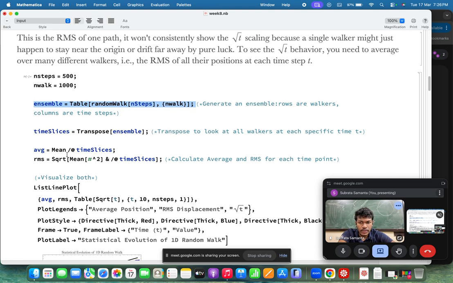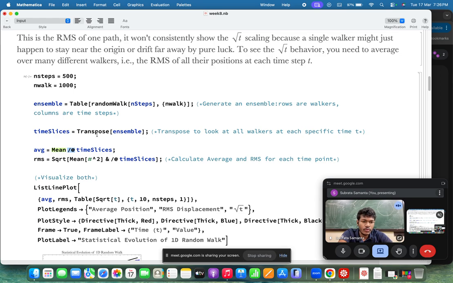Okay. So, the average is basically you calculate the mean at this time slice. So, let us say at t equals 10 I calculate the mean. So, I calculate the mean at this time slice, let us say 10. So, at t equals 10 I calculate the mean of all the paths, basically at that time.